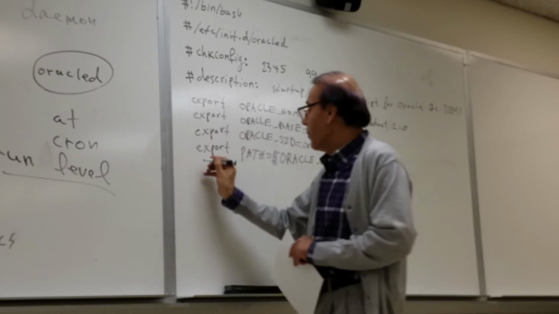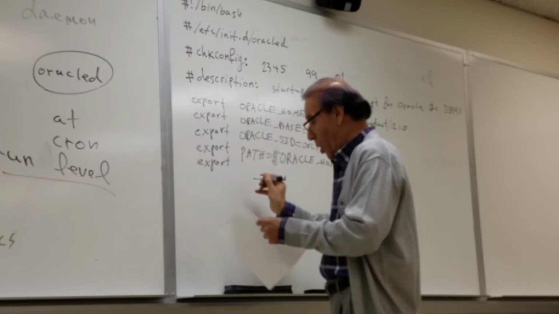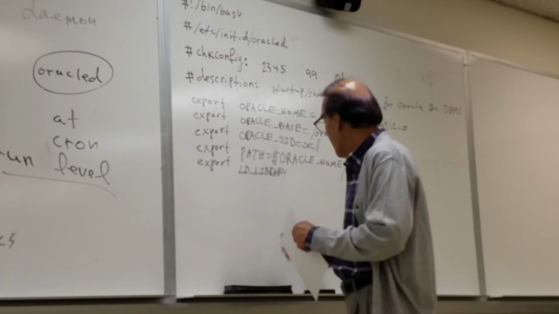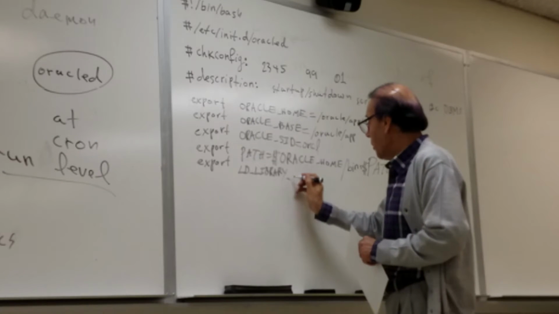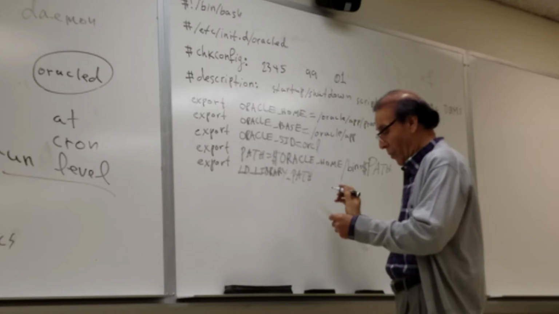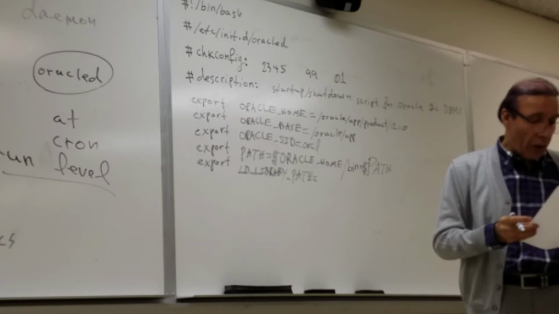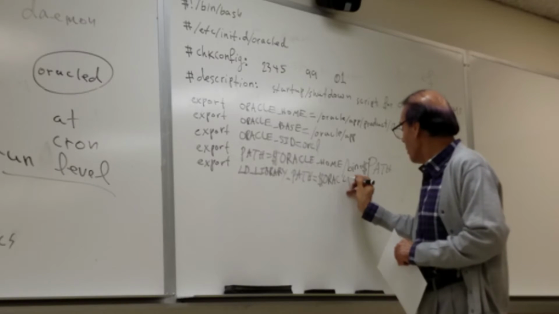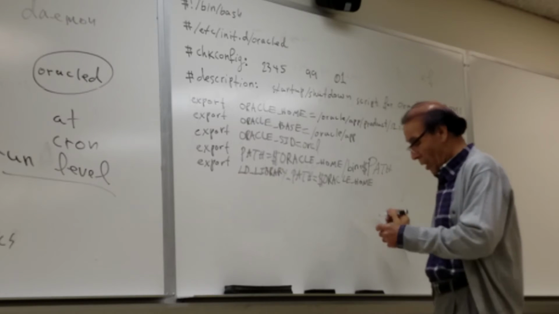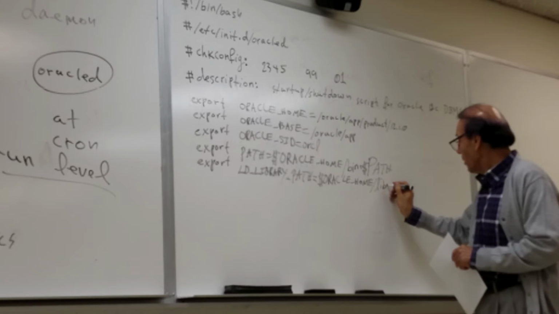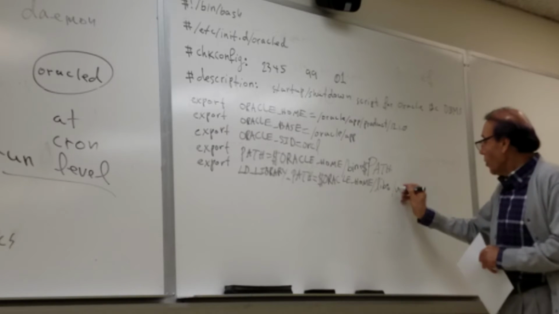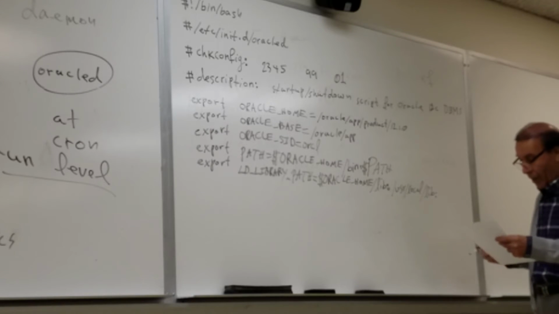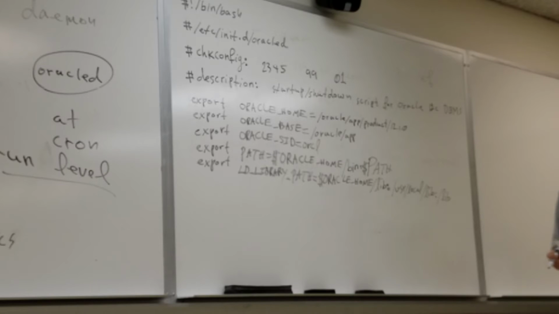And finally, export LD underscore library underscore path equal $, Oracle home, slash lib, colon, slash user slash local slash lib, colon, slash lib. Okay?